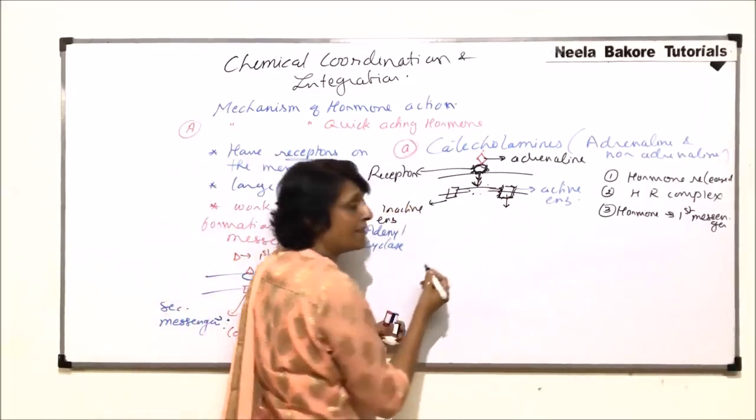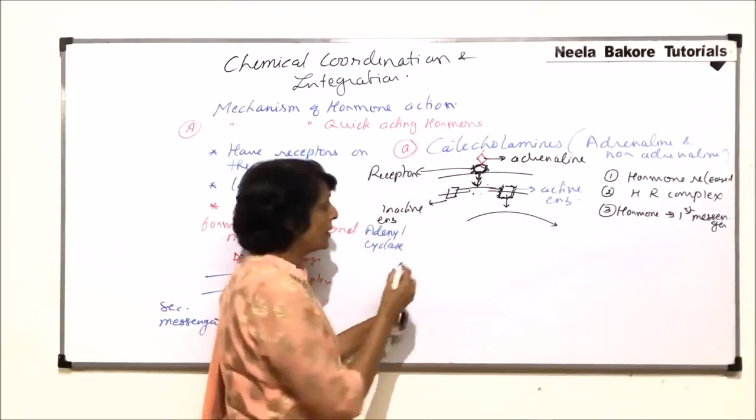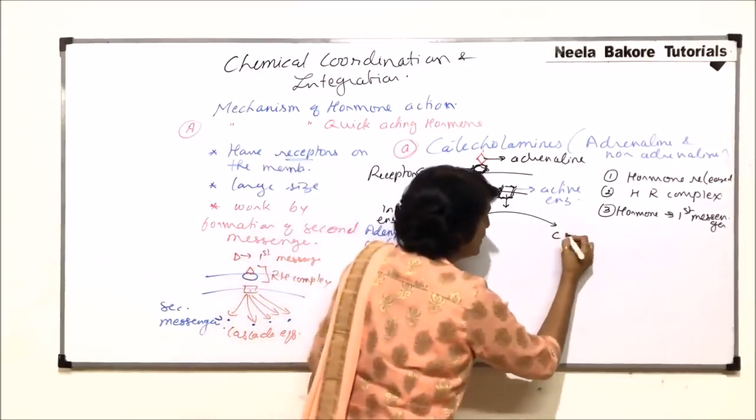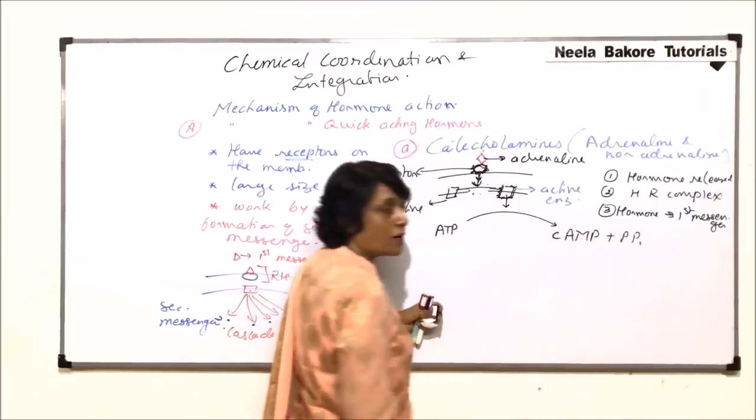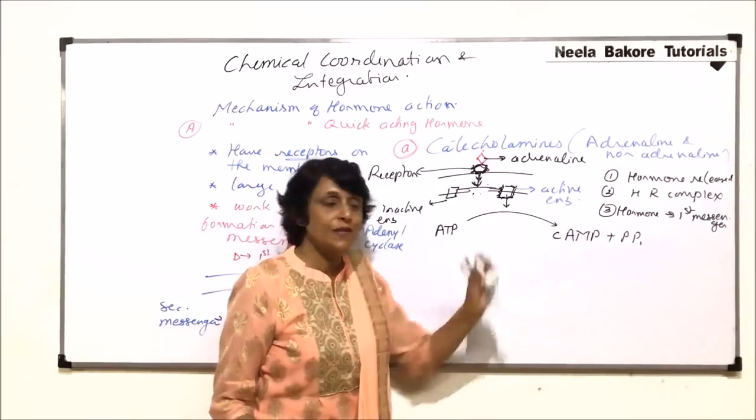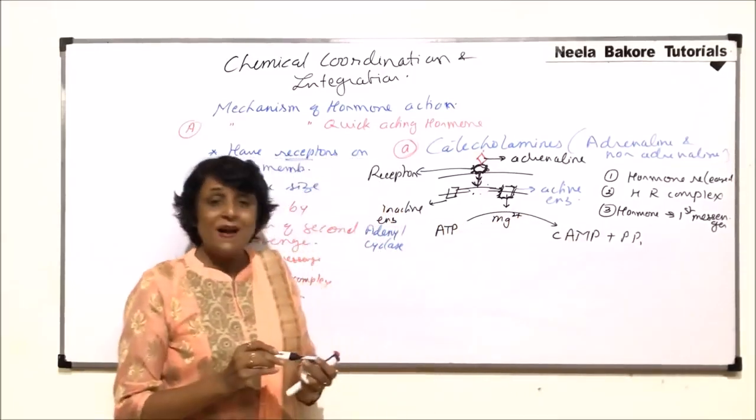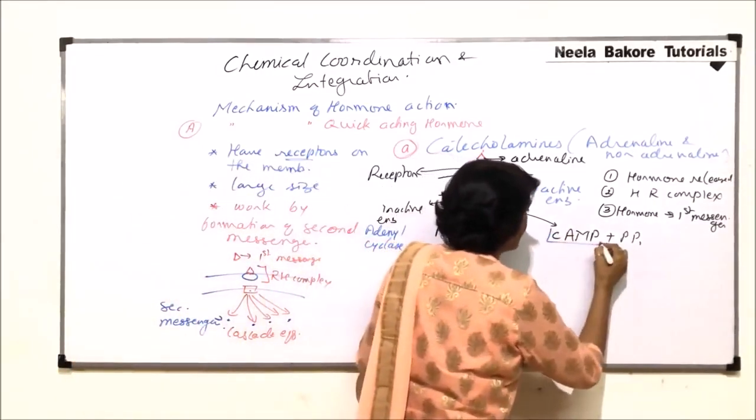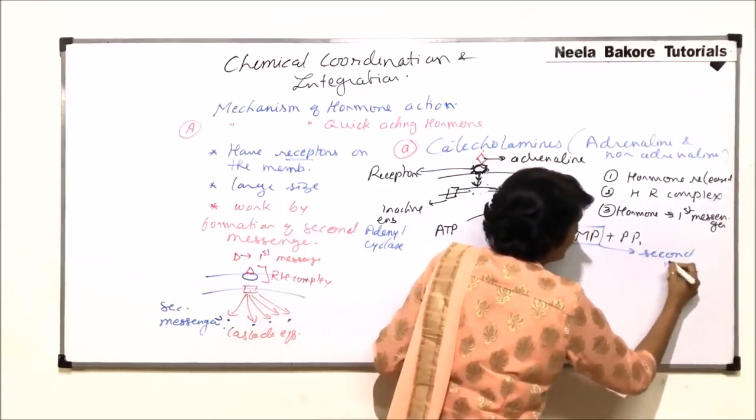Now this active enzyme is going to bring about a reaction. This reaction is the breaking down of ATP into cyclic AMP and inorganic phosphates. From triphosphate, it breaks into a monophosphate, and two phosphates are released. This reaction takes place in the presence of magnesium ions. This cyclic AMP is going to act as the second messenger.